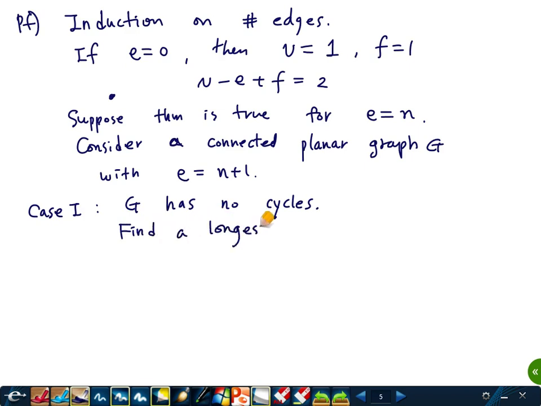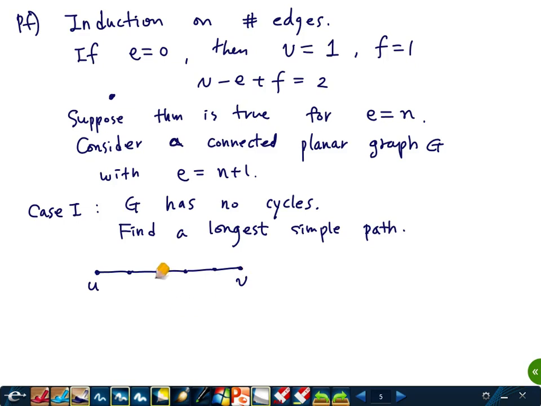a longest simple path. So we don't have any repeated vertices in this path. In other words, you just start with one vertex and then continue until you cannot go anywhere. Because the graph is finite, we have to stop at some point. We cannot go forever. So just take one longest simple path. Longest means you cannot go any further from here. Because there is no cycle, you cannot connect this with somewhere there.